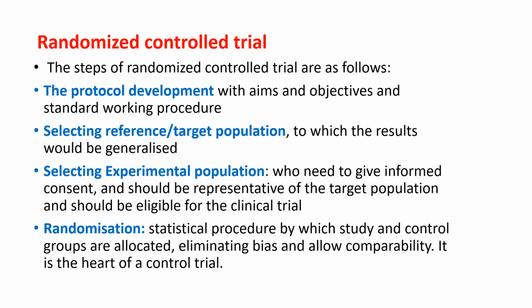So what did we do? The protocol development with aims and objectives and standard working procedure, that is, how it will proceed. And then selecting the reference or target population. This is the population on which we are going to generalize the results. Then selecting the experimental population, that is, those who need to give informed consent and should be representative of the target population and eligible for the clinical trial. And finally, randomization, which I again said is the heart of the RCT. It is a statistical procedure by which the study and control groups are allocated, and it eliminates the bias of selection and allows equal comparability.